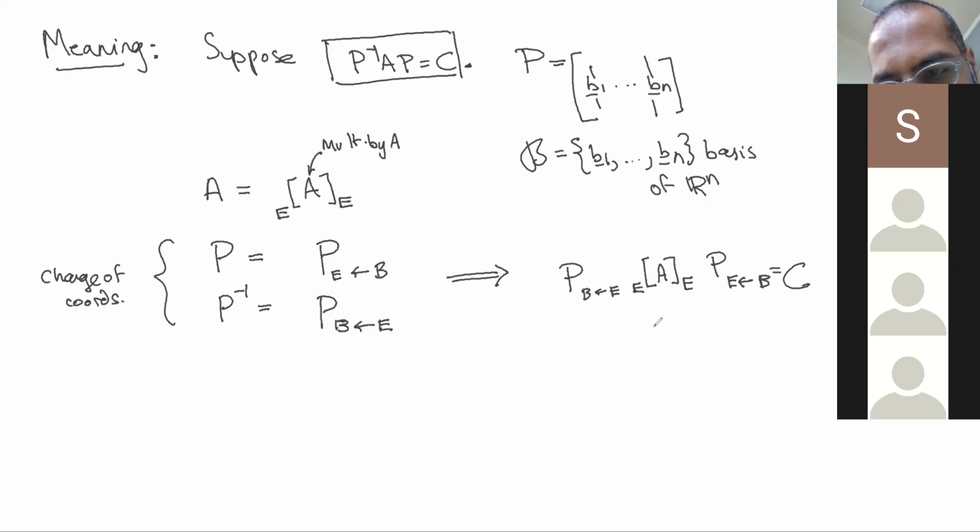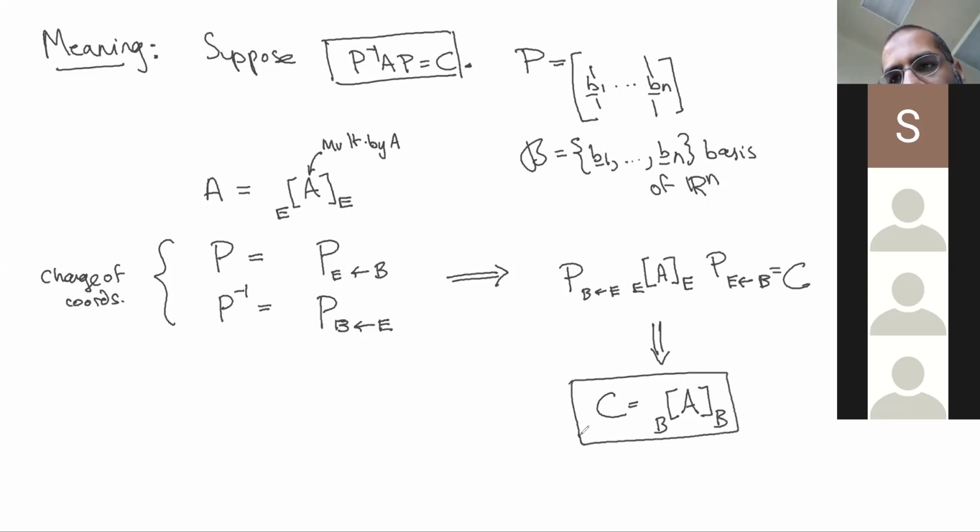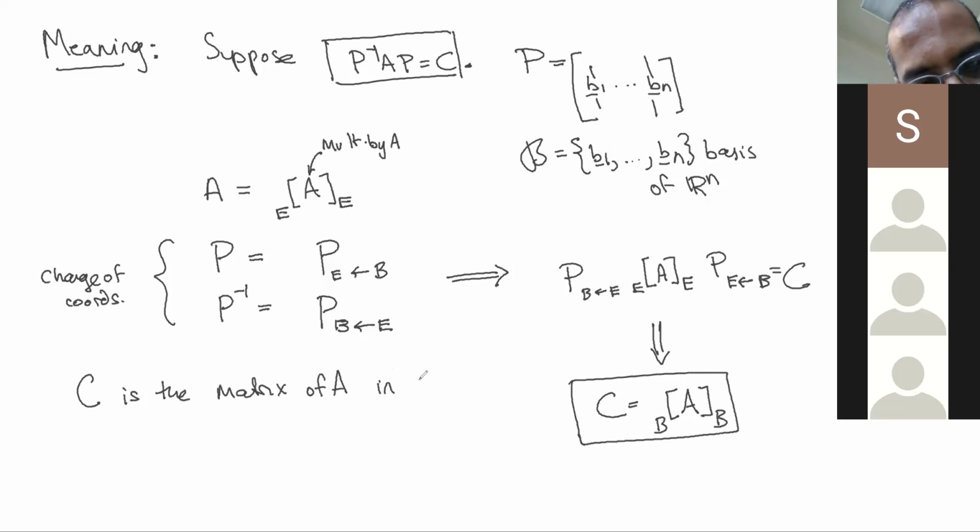But what does this mean? Well, this means that C is just the matrix of A in the B basis. So this funny thing where you multiply by the inverse on one side and by the matrix on the other side corresponds to writing the same linear transformation in a different basis. So the meaning is that C is the matrix of A, that means multiplication by A, in the B basis, by which I mean input and output basis.